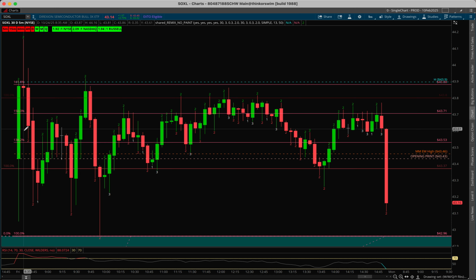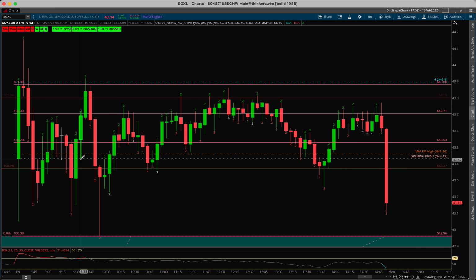And it brought us back down to the opening print, which also lined up with not only the market maker's expected move high, but the 100 fib extension of the bull flag that we have been pointing out for a long time, from the April 7th low to the July 7th high. So we've reached that 100 fib extension once again. So we just want to keep that in mind. And that's where we bounced with the rejection, right?